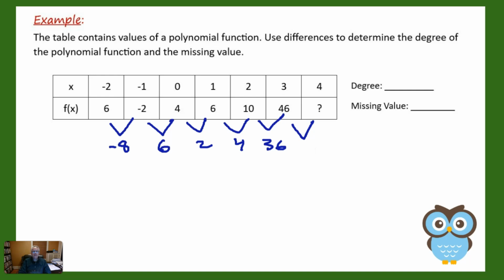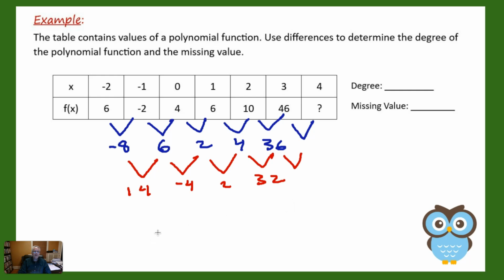And to be honest, when I look at them, I don't see much of a pattern yet. So what we're going to do is continue on and find the second differences. It's the differences of the differences. Okay, well, when I subtract these two, 6 minus a negative 8 is 14. 2 minus 6 is negative 4. 4 minus 2 is 2. And 36 minus 4 is 32. And this one, I don't know yet. I don't know this number, so I don't know the difference between 36 and that number.